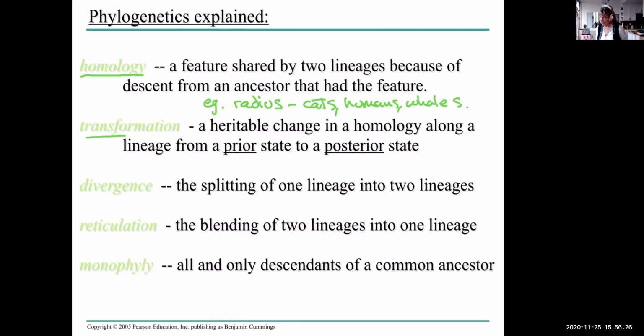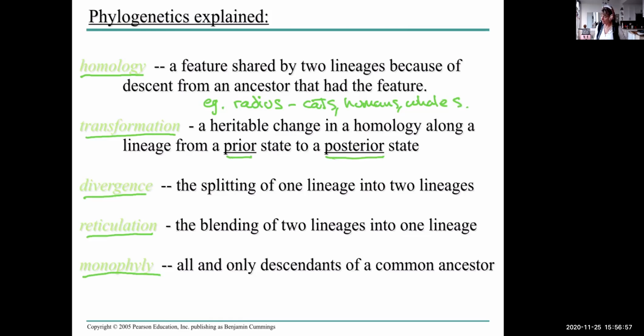A transformation is a change, a heritable change in homology from a prior to a posterior state. Divergence is the splitting of one lineage into two lineages. Reticulation is the blending of two lineages into one. That's when you have hybrids. Monophyly is all and only descendants of a common ancestor.